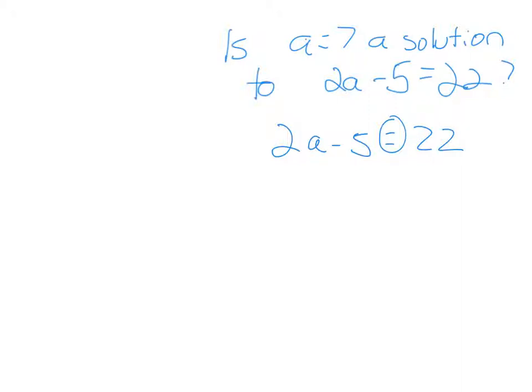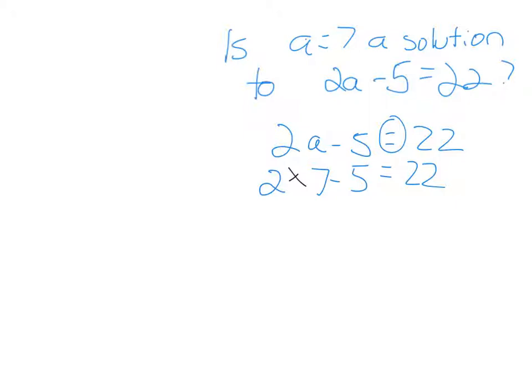If I change a to 7, I get 2, 7 minus 5 equals 22. But the astute of you will remember that if I have 2a and a equals 7, 2a doesn't equal 27, because 2a means 2 times a. It doesn't mean 2 is the first digit and a is the second digit. So this is actually 2 times 7 minus 5 equals 22.